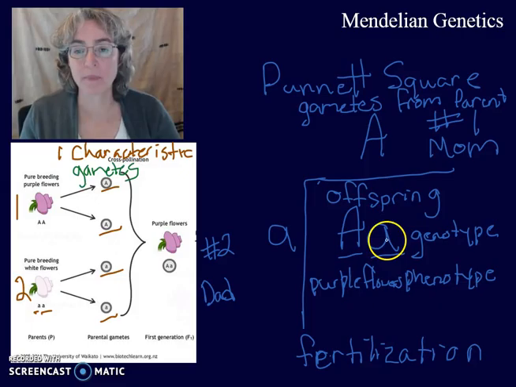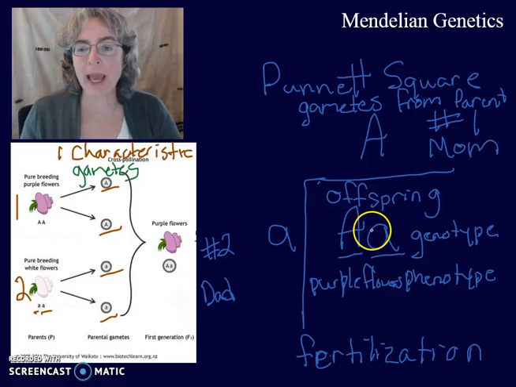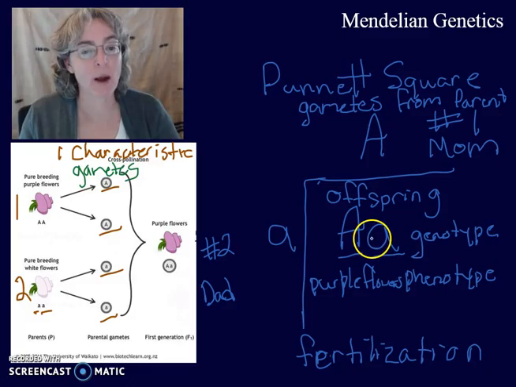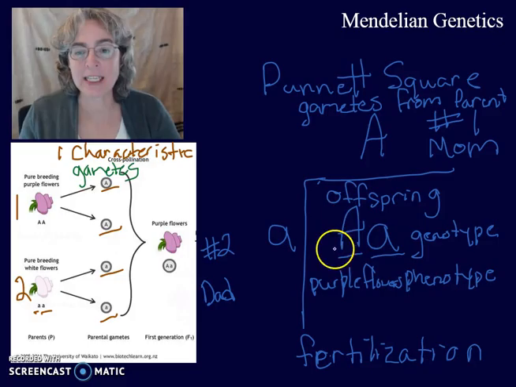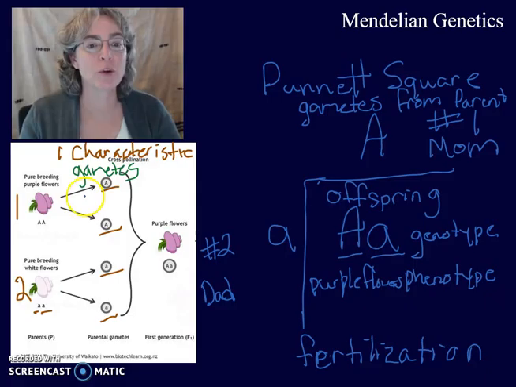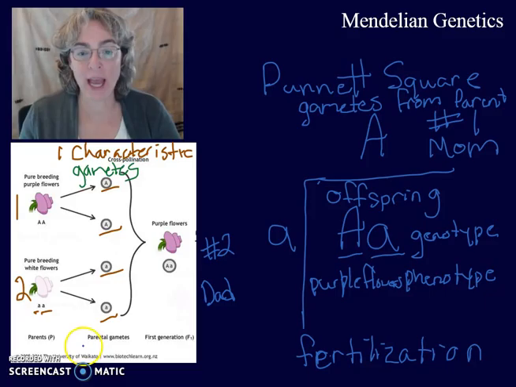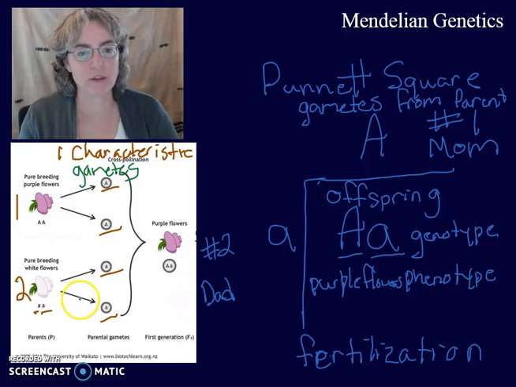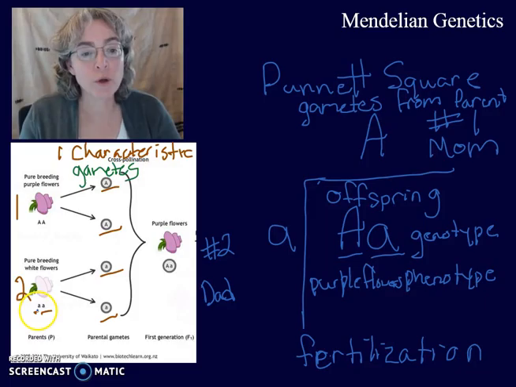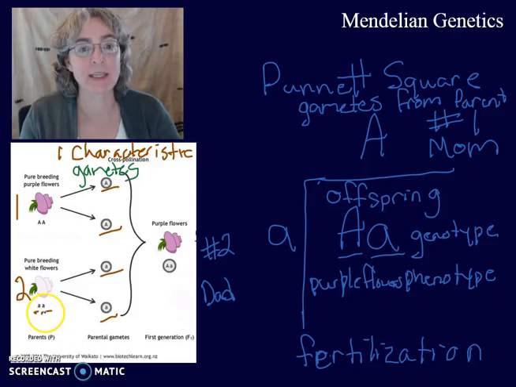But if you have big A, you're going to make lots of pigment and your flower is going to be purple. If you've got big A, little a, this allele right here is still going to make lots of pigment. This allele is making the protein, making lots of pigment, and so your flower is still going to be purple. But if you get two of these recessive alleles, little a and little a, then you have two alleles that both have a mutation, and neither of them can make the appropriate protein to make the pigment, so you end up getting a white flower.